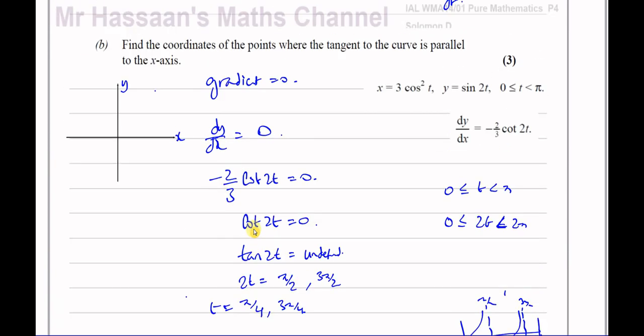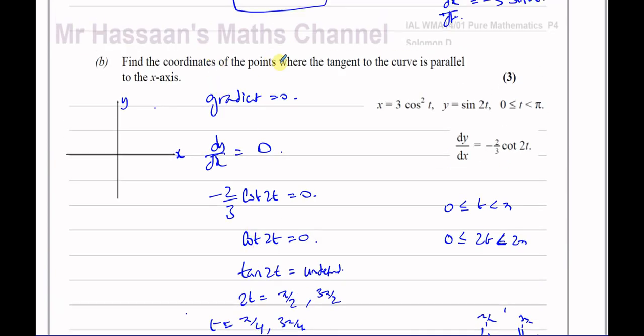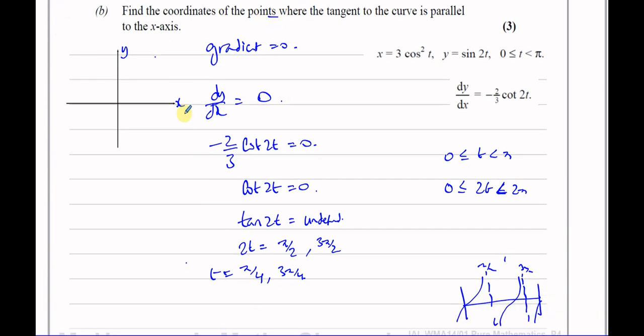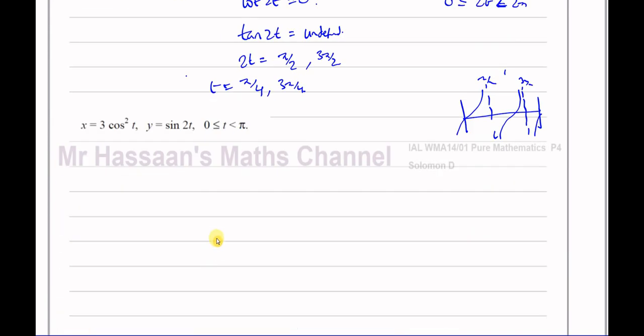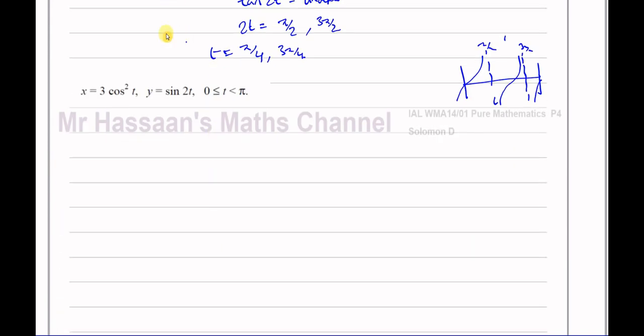So it says here, find the coordinates of the points. There is more than one point, as we can see here. Now we know what the t values are, we can find the coordinates of the points by using the x and y parts of the parametric equation. So when t equals a quarter pi, which is pi over 4, then x equals 3 times cosine of pi over 4 squared. That's what it means, cosine squared of something.